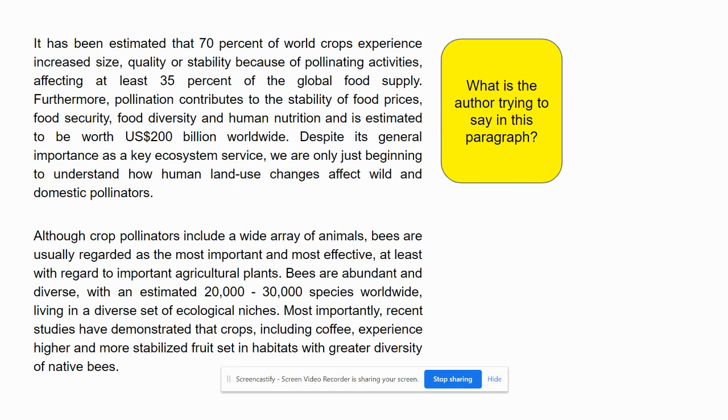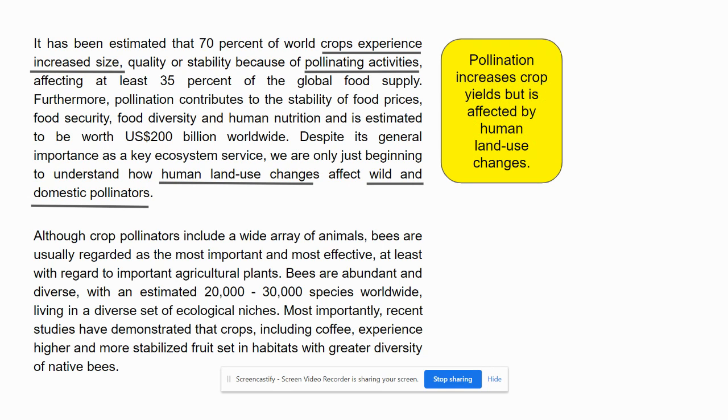So, what's the author trying to say in this paragraph? The first idea we meet is that crops experience increased size, and then we meet the idea of why that happens, the cause, and the cause is because of pollination. Then we get some statistics, some more background information. And the next big idea we get is the idea that humans have changed the way they use land. And we get that that has affected wild and domestic pollinators. So we seem to have two ideas in this paragraph. One is that pollination increases crop yields, but that pollination is affected by human land use changes.